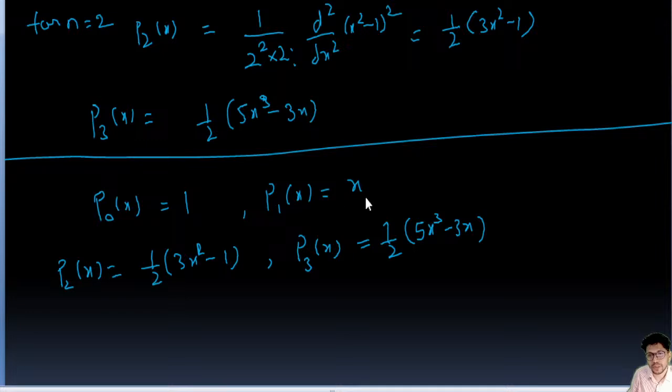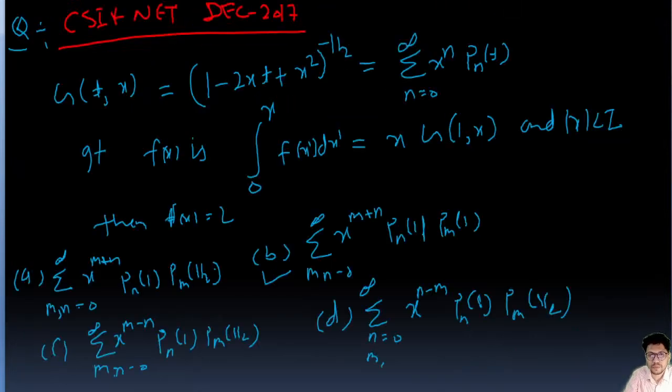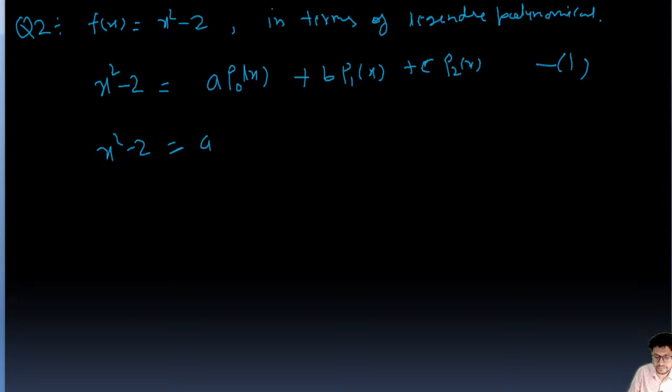p0(x) value is 1, p1(x) value is x, p2(x) value is 1/2 (3x² − 1) and p3(x) equals 1/2 (5x³ − 3x). You need to note these down. So we'll write it: this is going to be a times p0(x) value, which is 1, plus b times p1(x) value, which is x, plus c times p2(x) value, which is 1/2 (3x² − 1).